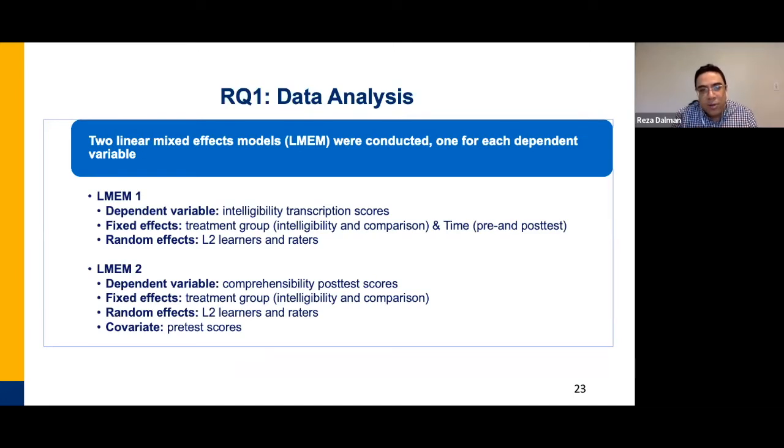In the second model, the dependent variable was the comprehensibility post-test scores. Because the 2 groups were not equal in the pre-test for comprehensibility, I only compared the post-test scores of the L2 learners, and I treated the pre-test scores as the covariate. So the dependent variable was only the comprehensibility post-test scores of the 2 groups. The fixed effects were the treatment, intelligibility and comparison. And the random effects were L2 learners and raters. And the pretest score for the second model was considered as a covariate.